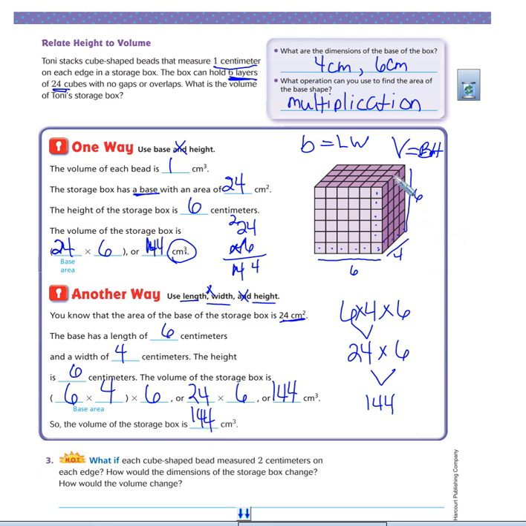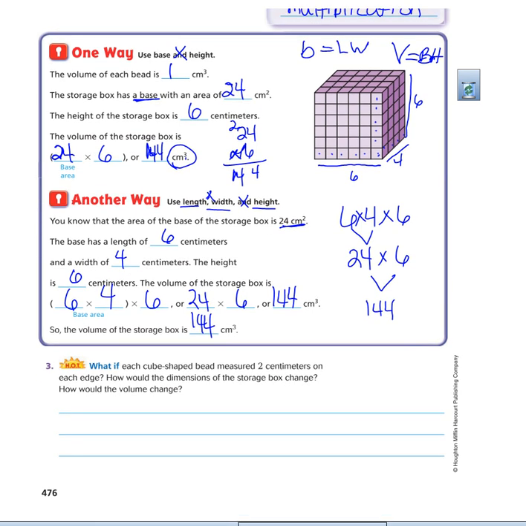It basically just depends on how you're looking at the problem. If you want to be able to visualize one layer and then add up each layer, because another way to do this is you could technically take 24 and add it up 6 times. 24 plus 24 is 48, plus another 24, if you keep adding, will eventually get you to that 144.